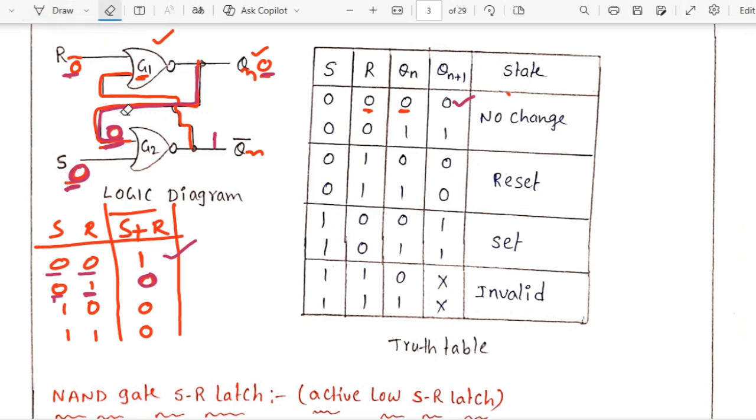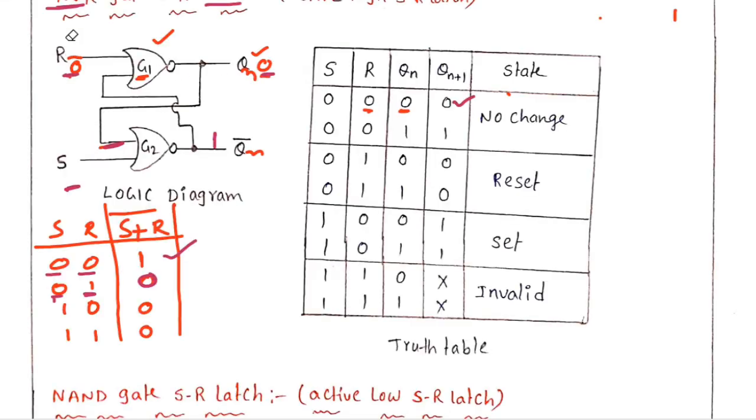So same 0 0 I am giving, but my past output I'm now assuming as 1. Previously I assumed my past output is 0. So now I am going to assume my past output is 1. In that case, what is going to happen? Okay? This is very important.